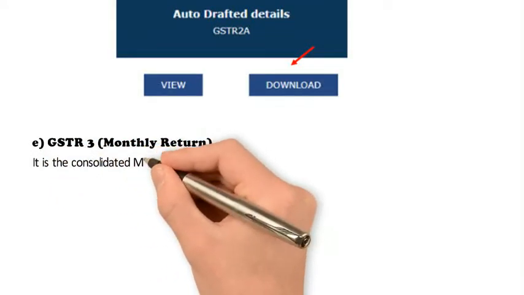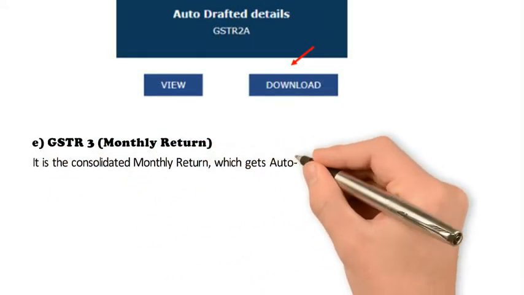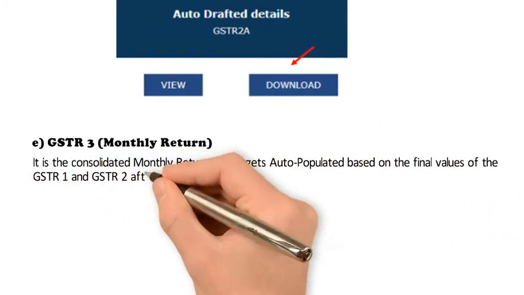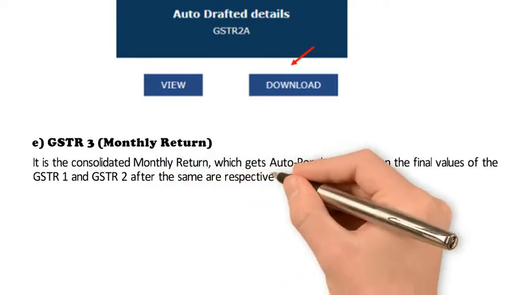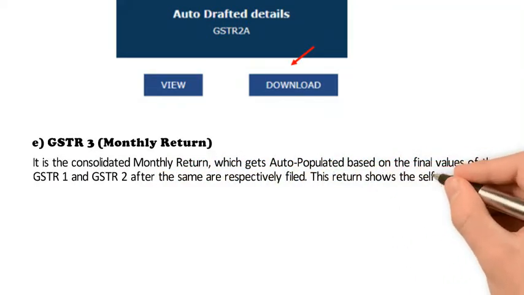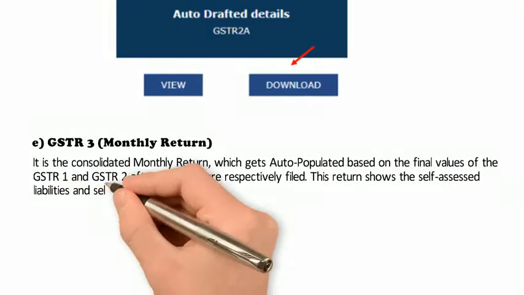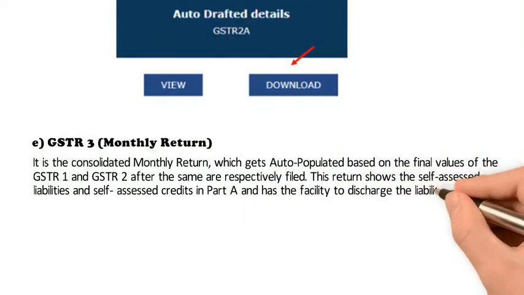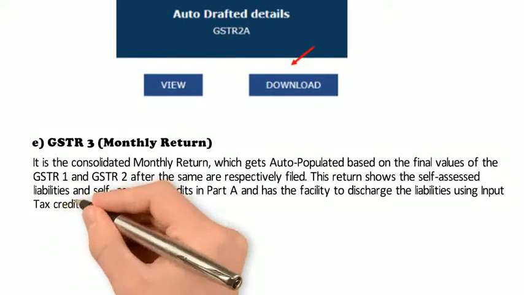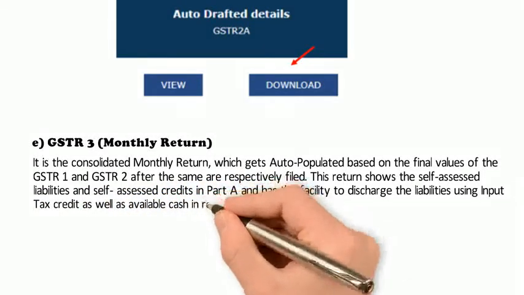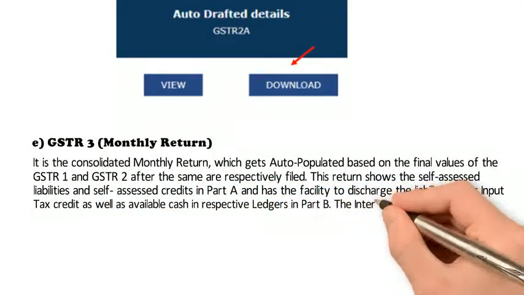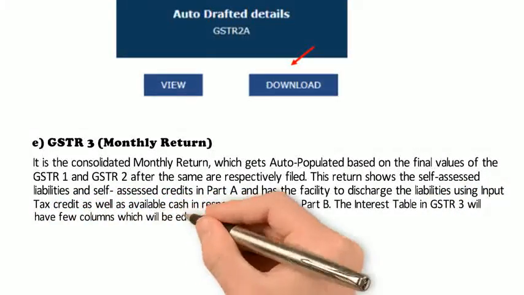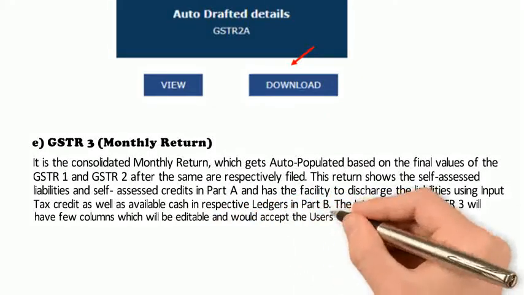GSTR 3, Monthly Return. It is the consolidated monthly return, which gets auto-populated based on the final values of the GSTR 1 and GSTR 2 after the same are respectively filed. This return shows the self-assessed liabilities and self-assessed credits in Part A and has the facility to discharge the liabilities using input tax credit as well as available cash in respective ledgers in Part B. The interest table in GSTR 3 will have a few columns which will be editable and would accept the user's input.